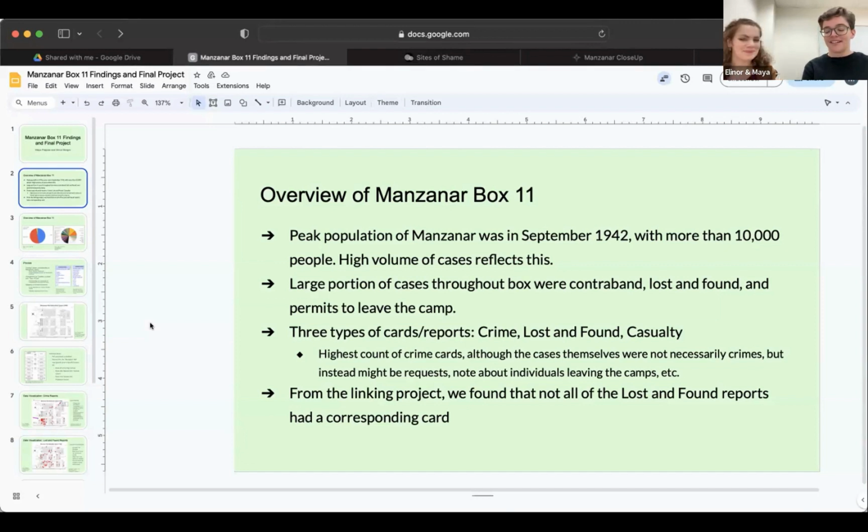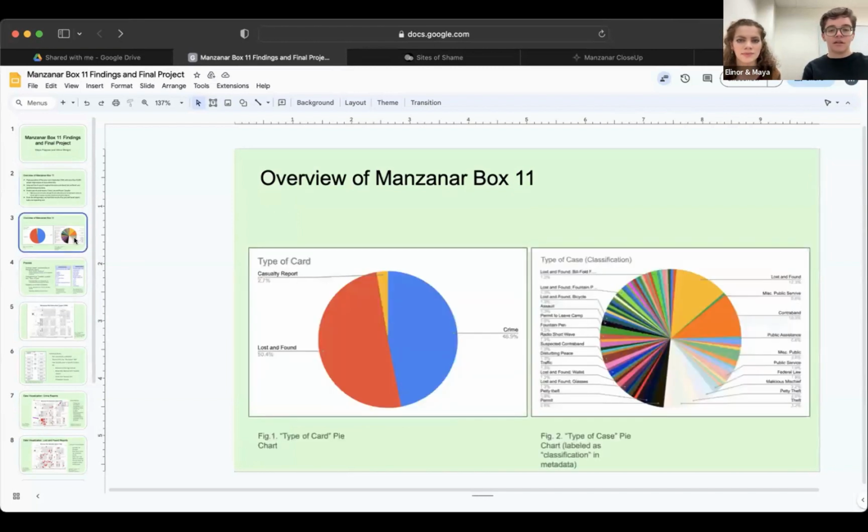And from the linking project, we learned how not every lost and found case had a corresponding incident card. For this project, we took into account the importance of lost and found items, especially when considering people who were forced to leave their homes and much of their belongings behind. We mapped out lost things across the camp and tallied those mentioned, which were lost along the way. And I will pull up the pie charts. So we'll just bring our pie charts back.